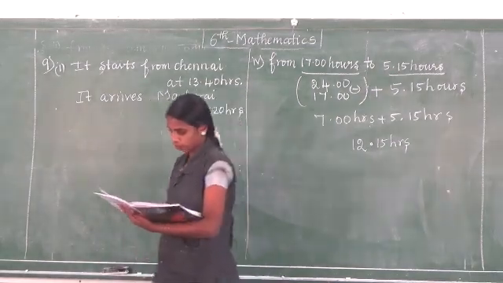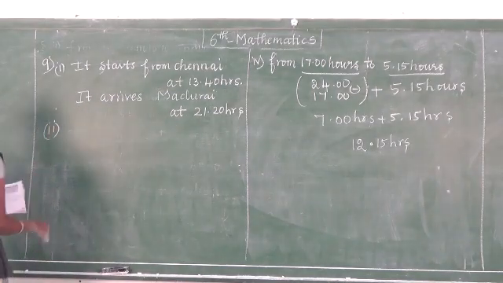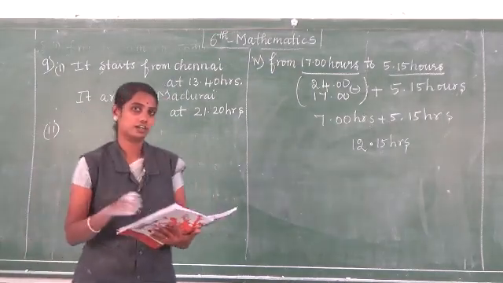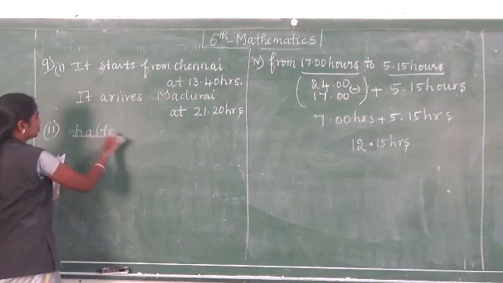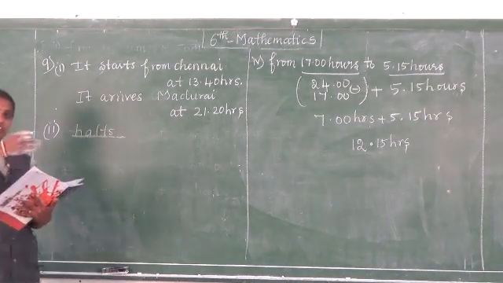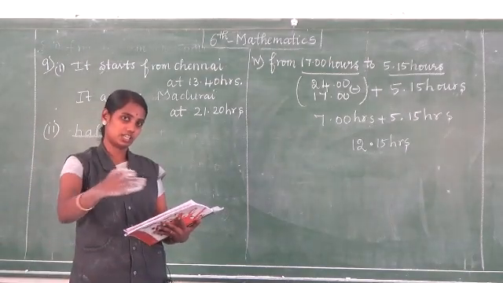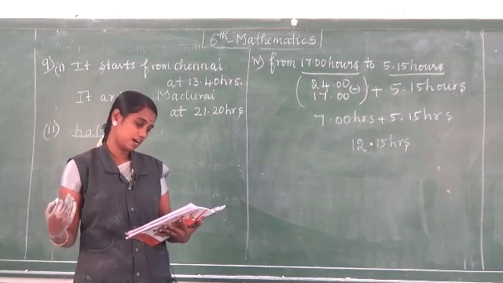Then option 2, how many halts are there between Chennai and Madurai? Halt, they used to say how many halts. How many halts means how many times the train stops: the stations will be there one by one, they will stop and pick up passengers, then they will come. So that is called a halt.